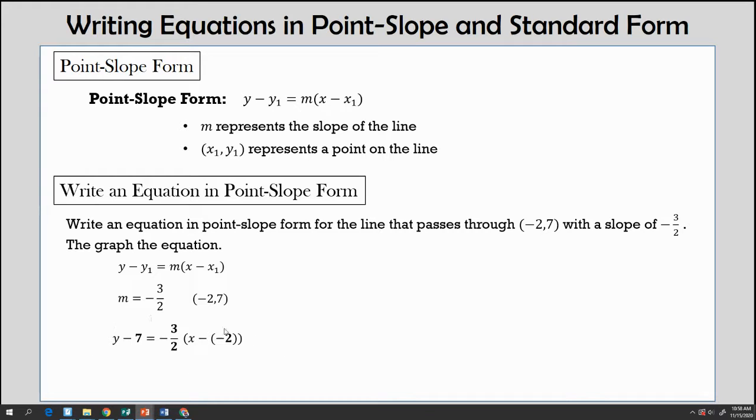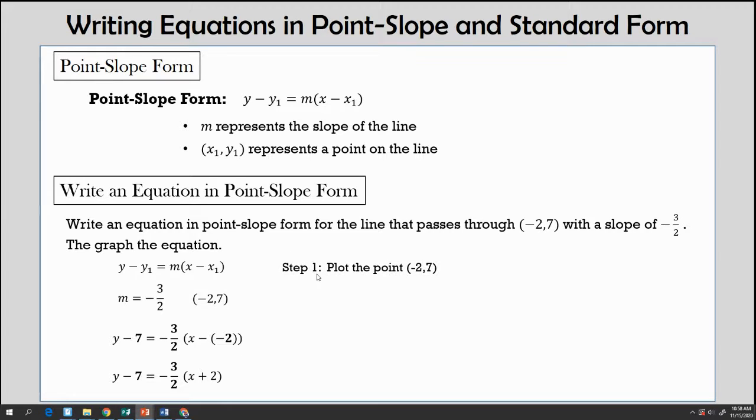Now, the only thing we have to do to simplify this form is to make sure I don't have something like this, minus a negative. And that's all I'm going to do to simplify it. I'm going to rewrite this as y minus 7 equals negative 3 halves times the quantity of x plus 2. And that's it. That's point slope form. You leave it right there. Okay, so we're done with the first part.